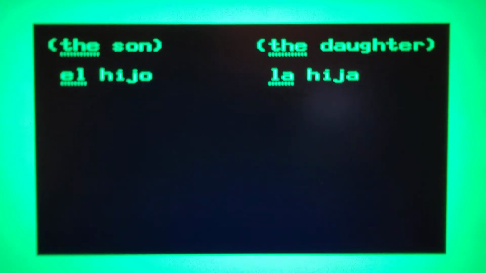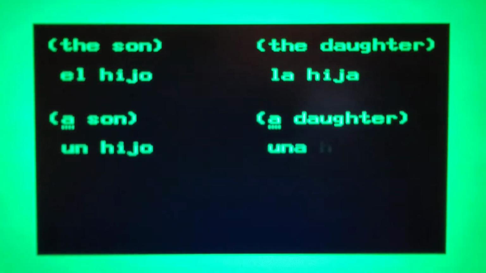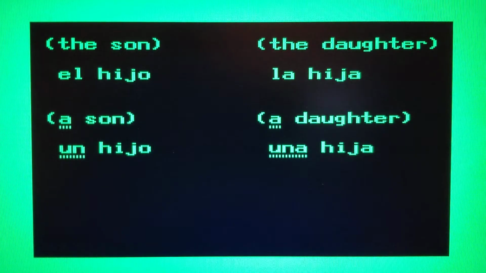And la hija, a son and a daughter are un hijo and una hija.